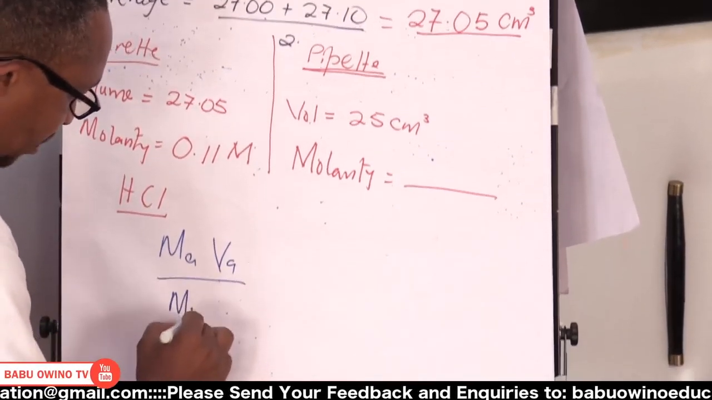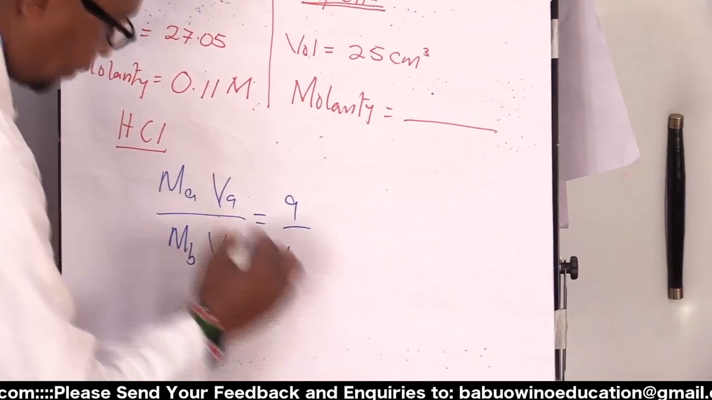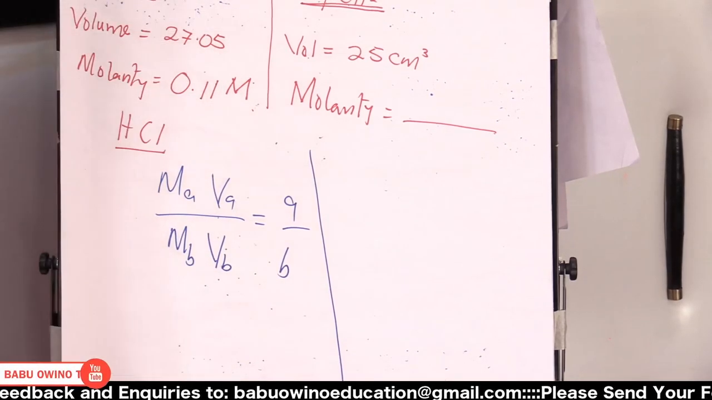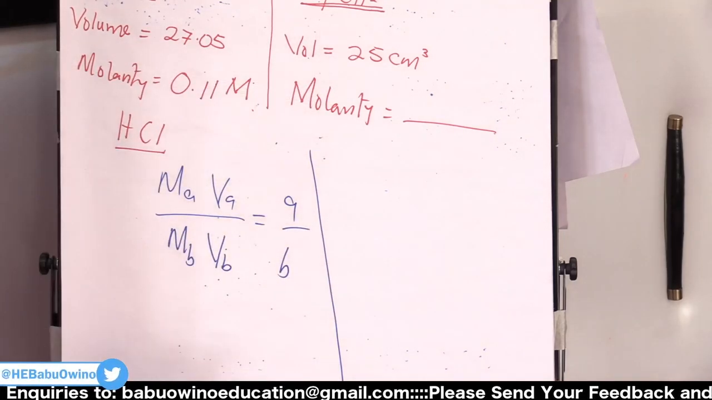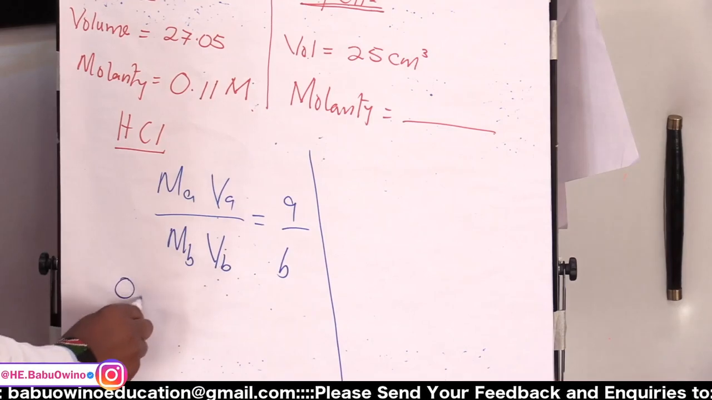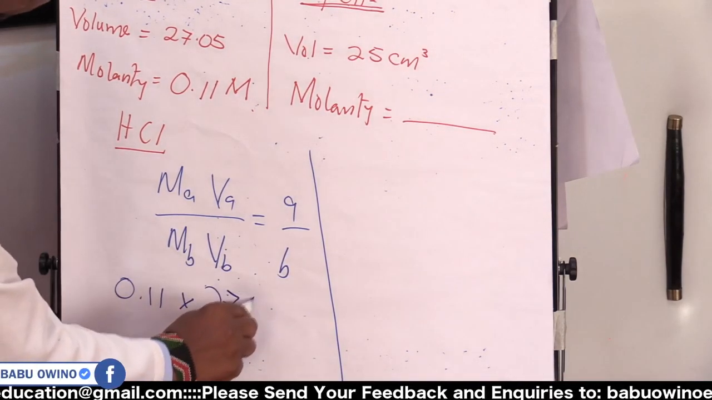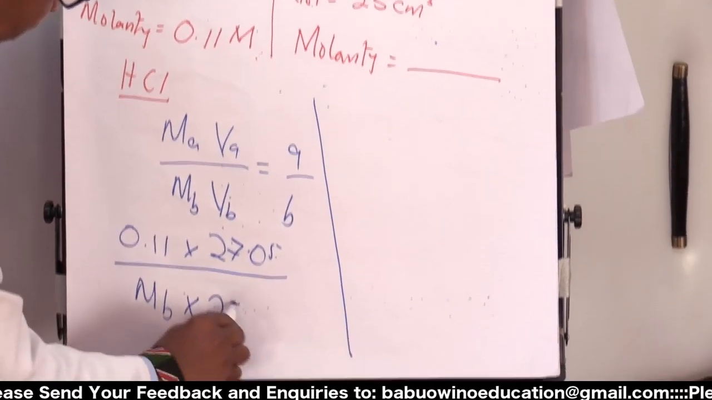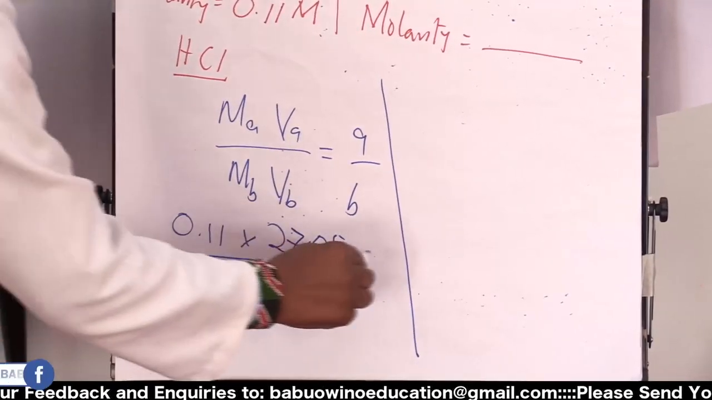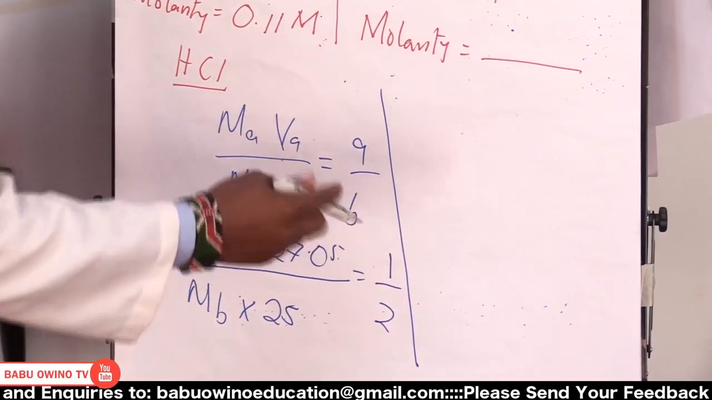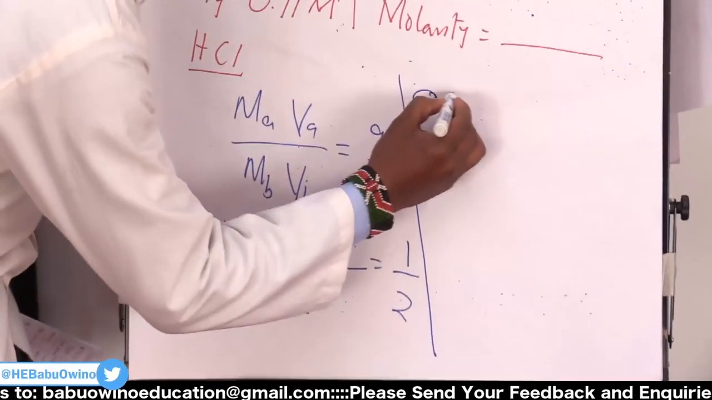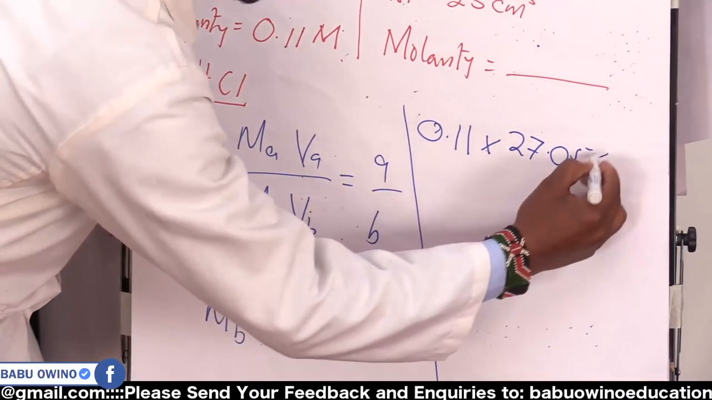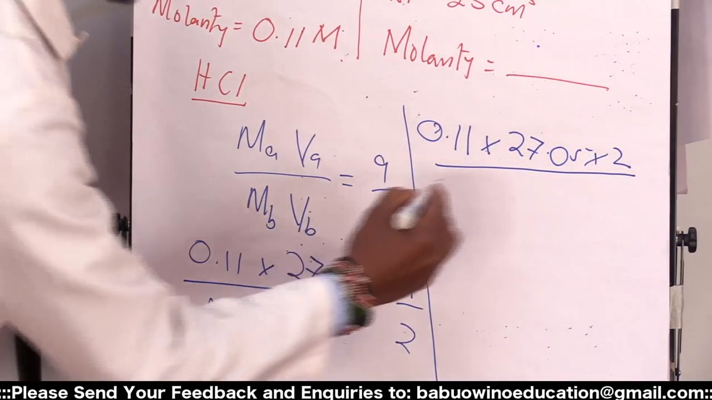One of them was MAVA over MBVB equals A over B. Now, for this one, take this one to be your A, this one to be your B. Doesn't matter. So the molarity is 0.11 times volume 27.05. All this, we divide by molarity of B times the volume of B, which equals A over B, the mole ratio. This is 1 over 2. So cross multiplication gives that this is 0.11 times 27.05, times 2. All this divided by 25.